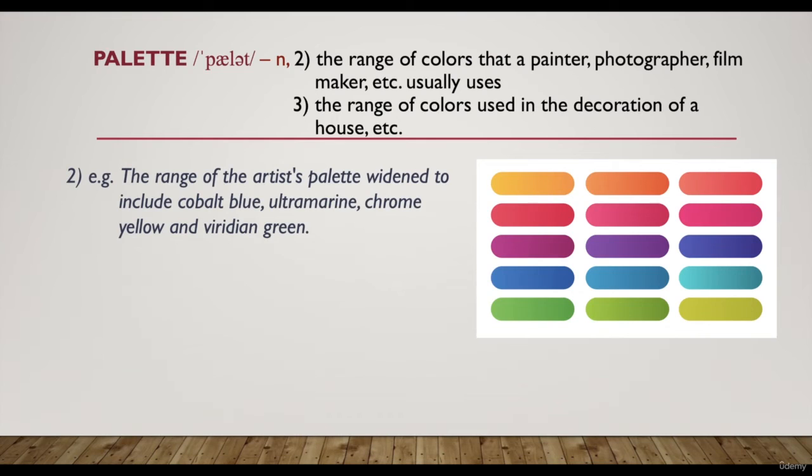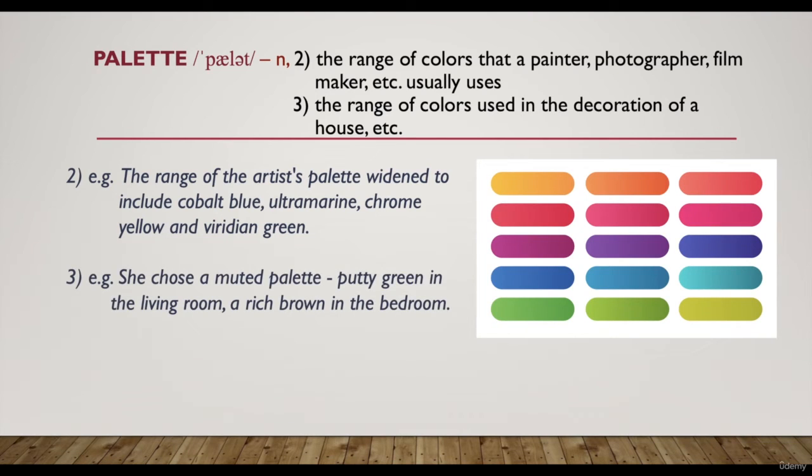Let's look at an example. The range of the artist's palette widened to include cobalt blue, ultramarine, chrome yellow, and viridian green. I know these sound a little strange, all these colors, because they have these special shades of colors, but they're used in order to describe the artist's palette. So this artist preferred these colors. This was his range of colors that he used in his works. So that's why we talk about the artist's palette.